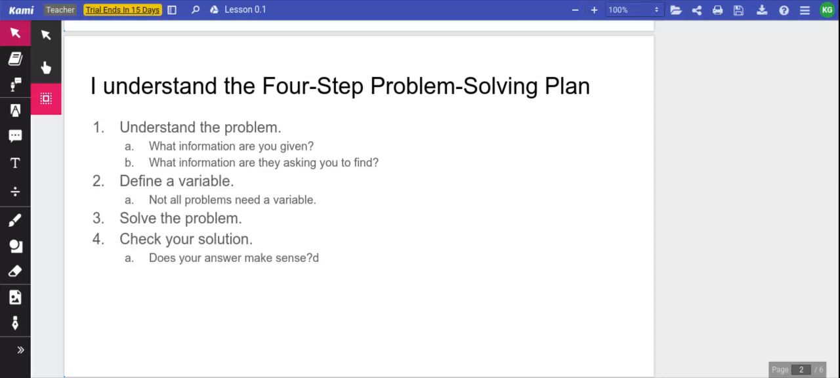Step 2 is usually define a variable, but remember that not all problems need a variable. If they say you're driving 60 miles per hour and you're driving for 3 hours, how far did you go? That's not something that would need a variable because you're just going to multiply your two numbers.